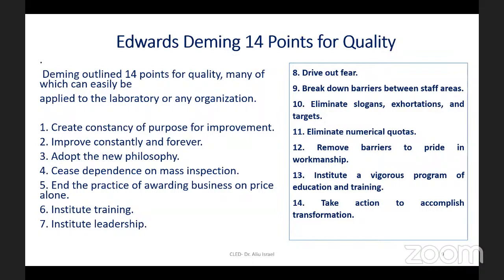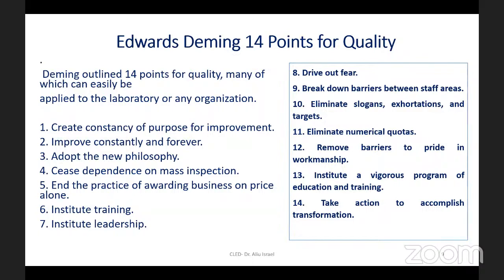You have to adopt the new philosophy of continuous improvement, cease dependence on mass inspection, then end the practice of awarding business on price alone, then institute training in an organization, institute leadership, because everything rises and falls on leadership. So we have to institute leadership, institute training, drive out fear where necessary, break down the barrier between staff areas, eliminate slogans, exhortations, and targets, eliminate numerical quotas, remove barriers to pride in workmanship, institute a vigorous program for education and training, then take action to accomplish the transformation. These are Edward Deming's 14 points of the quality improvement process.